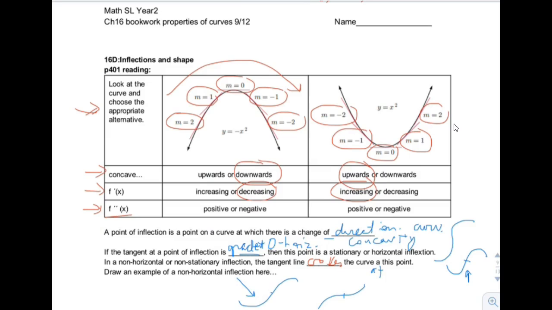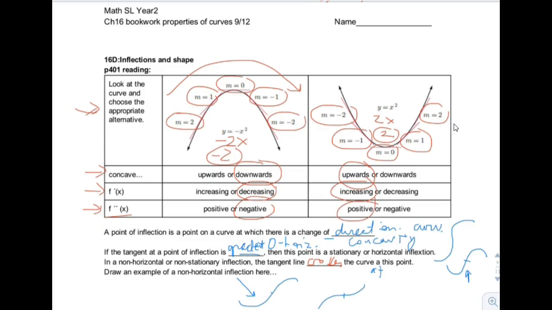What about the second derivative? Is the second derivative positive or negative? If you take the second derivative of this function, the first derivative would be -2x, right? And then the second derivative would be -2, which is negative. This one, the first derivative is going to be 2x, the second derivative is going to be 2, which is positive. Okay?